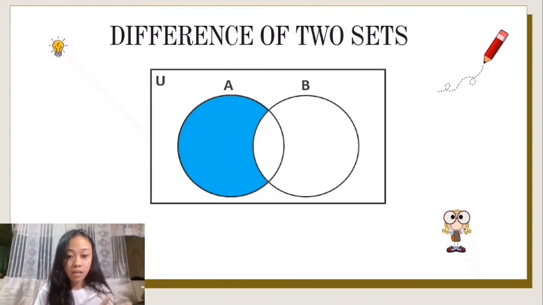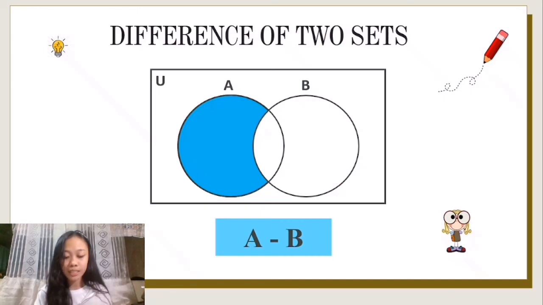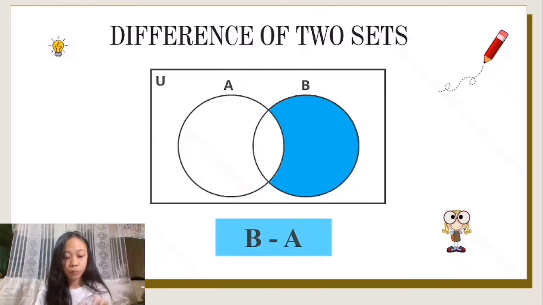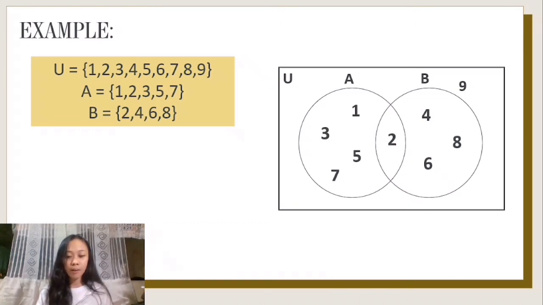So, A only. So, the set A minus B consists of the elements that are in A but not in B. Another example, no? Second possible illustration is this one. So, this shows naman yung difference of set B and set A. So, B minus A. So, the set B minus A consists of elements that are in B but not in A.